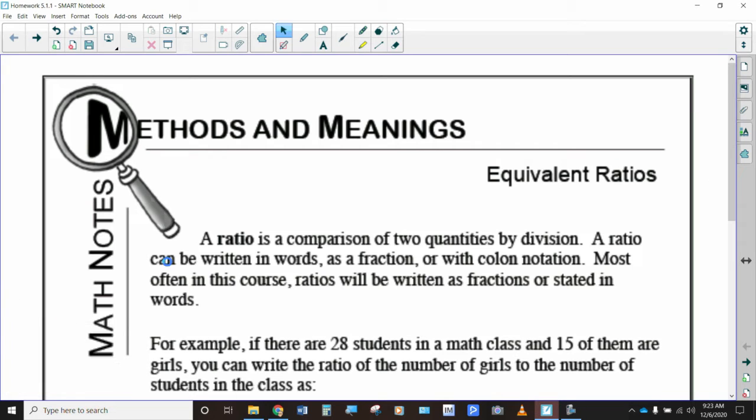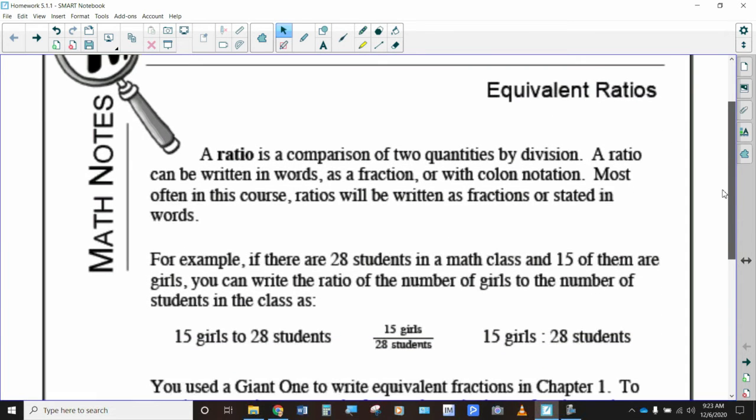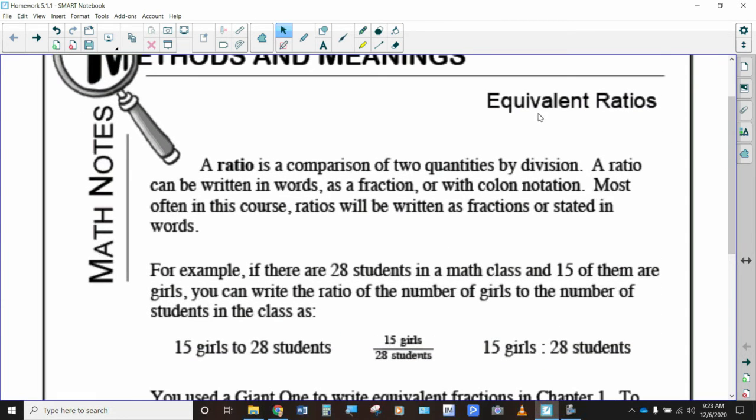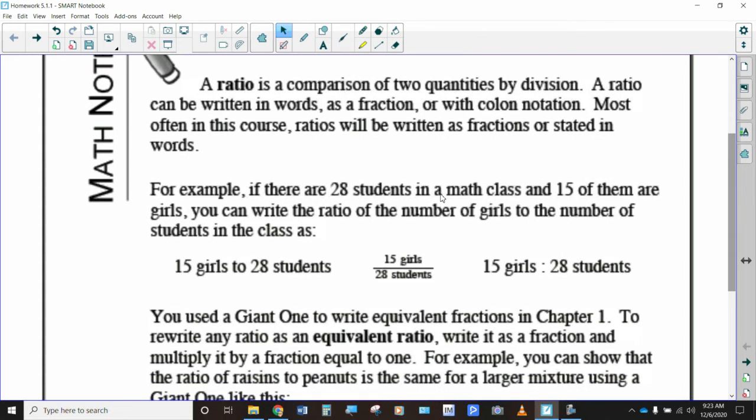Alrighty, let's take a look at our homework for lesson 5.1.1. We're going to start off with our M&Ms, which are just getting into our notes, the concept of equivalent ratios or equivalent fractions. I mean, we've been working with equivalent fractions for quite some time now, and how you use a giant one to find an equivalent fraction.